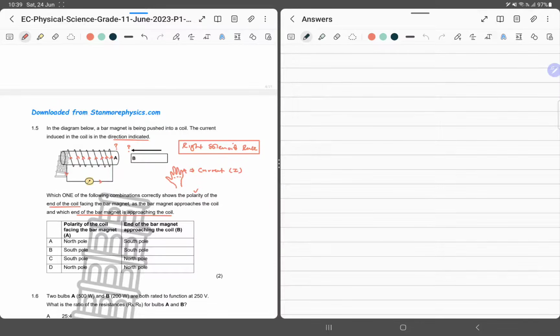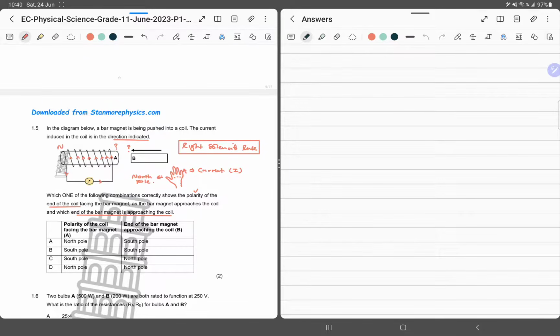Okay, this points in the direction of the current, the fingers. And then the thumb points in the direction of the North Pole. Essentially, if we place our hand, because we can see that on this side the current is going up, so it's in the direction of the fingers. So that means the thumb will be pointing to that side. So this becomes the north.